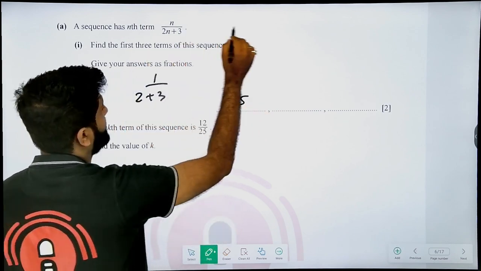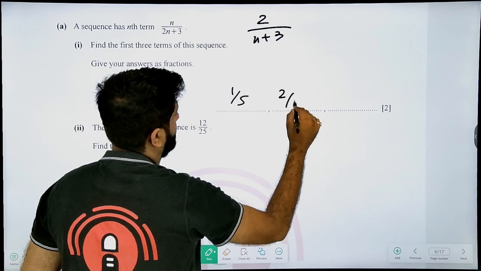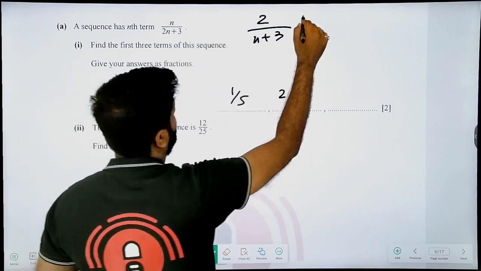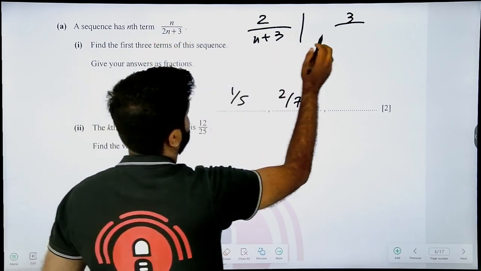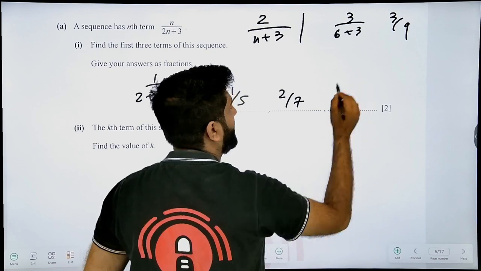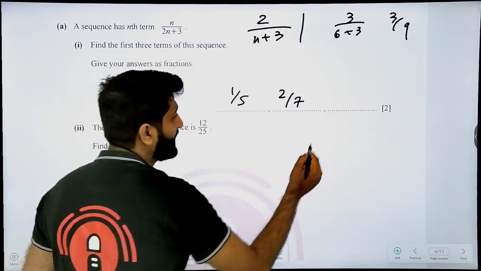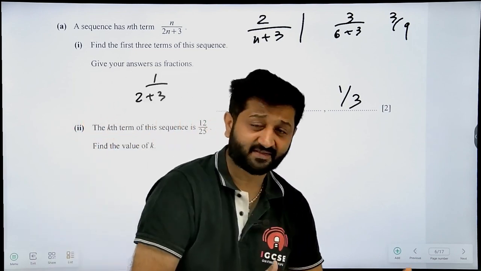If I substitute n as 2, I have 2 over 4 plus 3, so 2 over 7. If I substitute n as 3, I have 3 over 3 twos are 6, 6 plus 3, so 3 over 9. Instead of 3 over 9, I'll write this as 1 over 3. These are my first three terms.